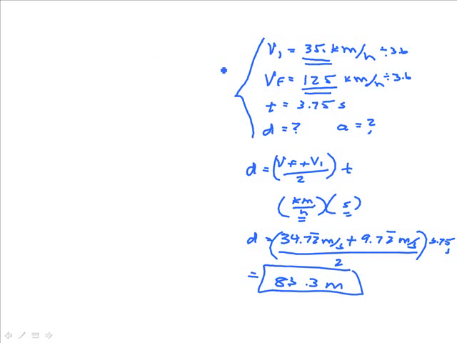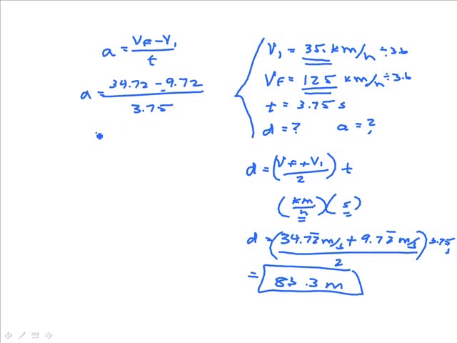Well, again, using those first three, we could say that since acceleration is equal to (Vf minus Vi) over t, then a very simple substitution is Vf, but remember we should use 34.72 instead of the 125, minus 9.72, and divide that by the time, which is 3.75. We end up with 34.72 minus 9.72, which is 25. 25 divided by 3.75 gives me 6.666.